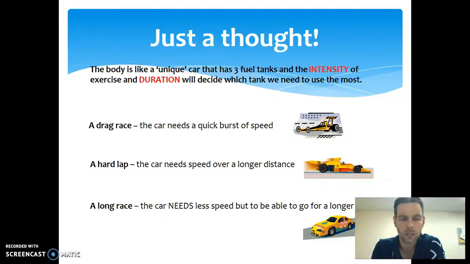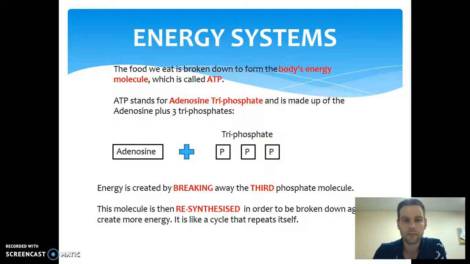The third example here is a longer race. Imagine the Bathurst race, where it's an endurance event. The idea is that we still need an amount of speed, but the preference goes from using speed to being able to drive that car for a longer period of time. So what we're actually talking about here is 3 systems our body uses to supply us energy.